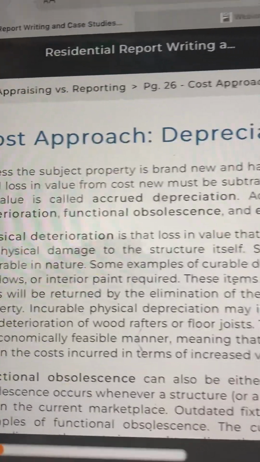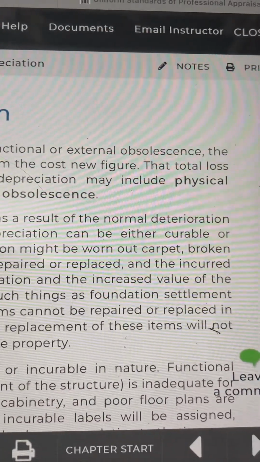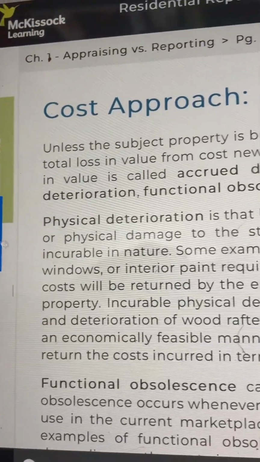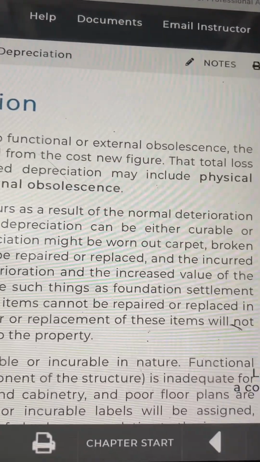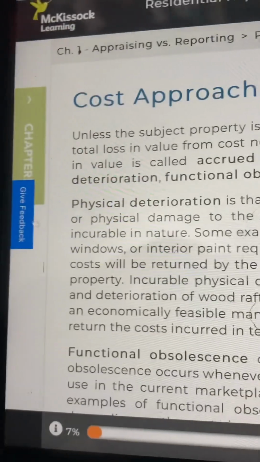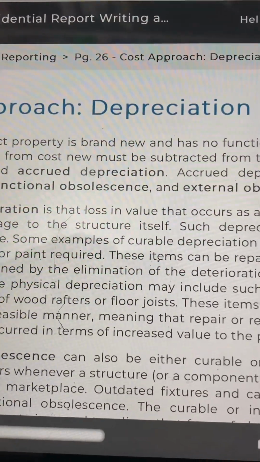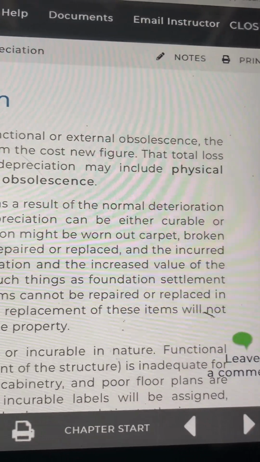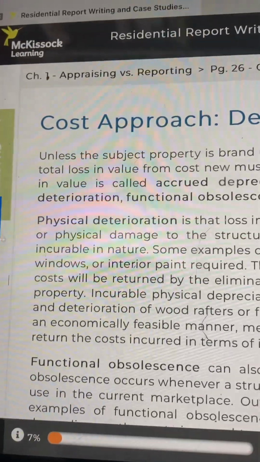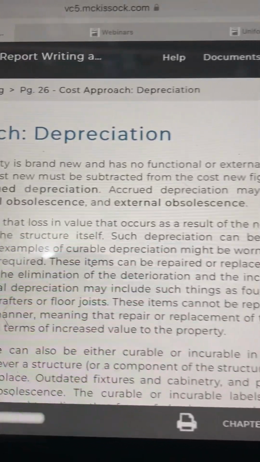Unless the subject property is brand new and has no functional or external obsolescence, the total loss in value from cost new must be subtracted from the cost new figure. The total loss in value is called accrued depreciation. Accrued depreciation may include physical deterioration, functional obsolescence, and external obsolescence.